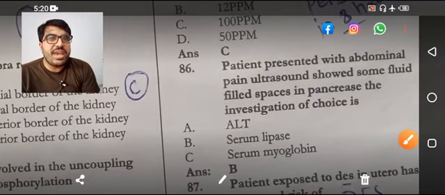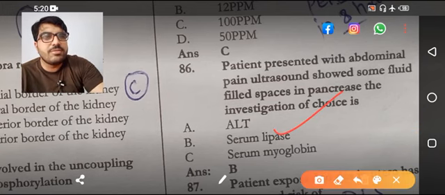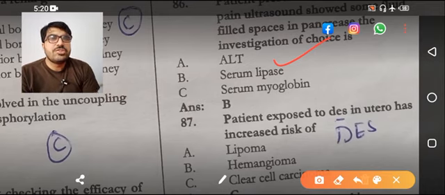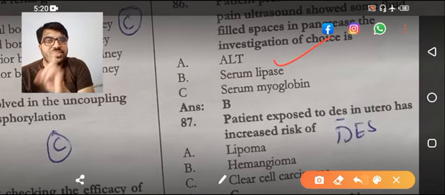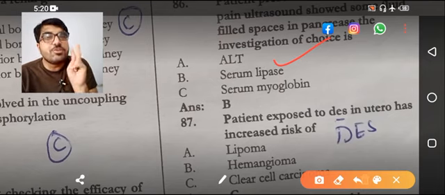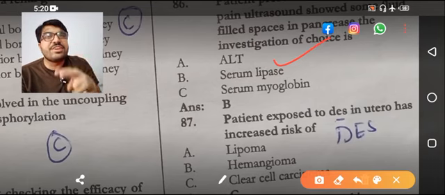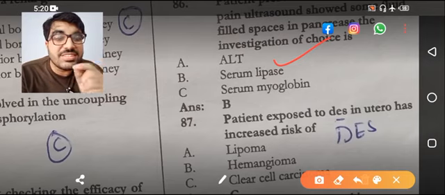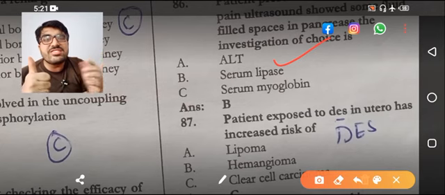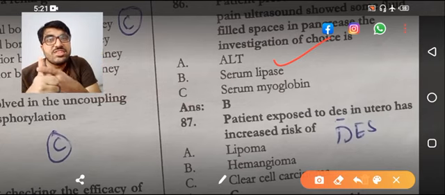A patient presented with abdominal pain, and ultrasound showed some fluid-filled space in the pancreas. Serum lipase or amylase: what is the most sensitive? Serum amylase is sensitive. It means if it is negative, it is good; if it is positive, it means nothing. What is the most specific? That is serum lipase. It means if it is positive, there is pancreatitis. But if it is negative, a negative test does not exclude pancreatitis.